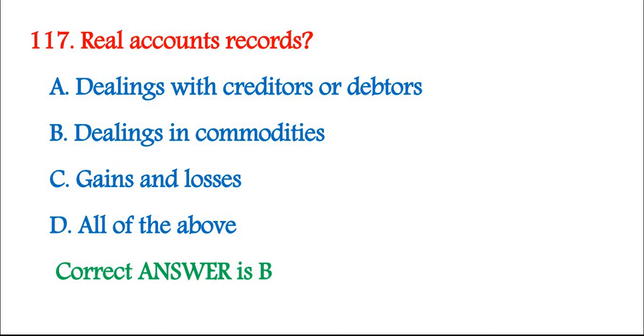117. Real accounts records A. Dealings with creditors or debtors. B. Dealings in commodities. C. Gains and losses. D. All of the above. Correct answer is B.